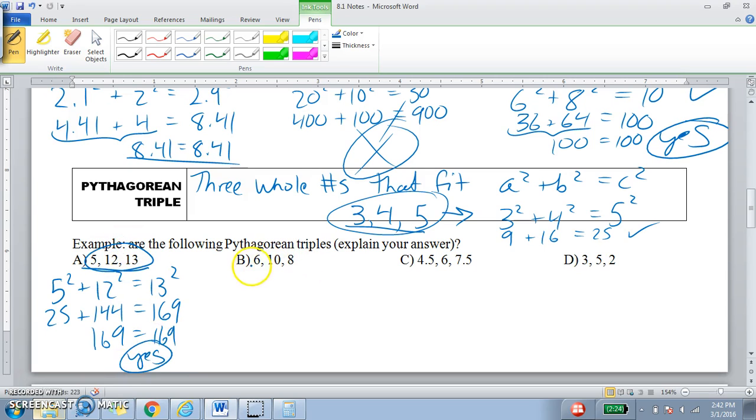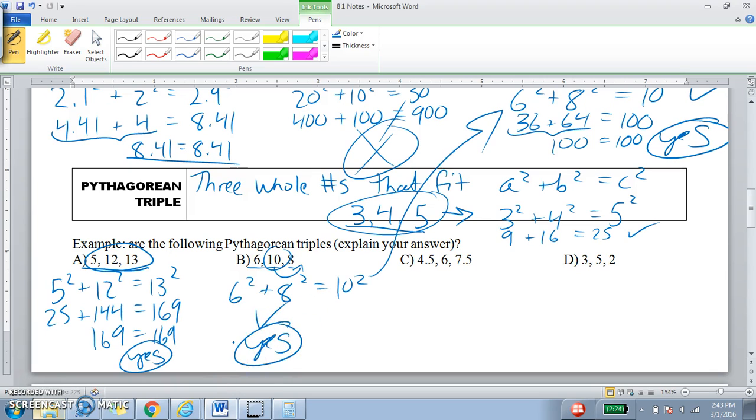6, 10, and 8. One slight issue is that 10 is the biggest number, so these are not in order, so we have to be careful and make sure that we realize 10 is the biggest number, so that has to be c. So we have to check if 6 squared plus 8 squared equals 10 squared. We just checked that up there with that example, so yes, this one also works.